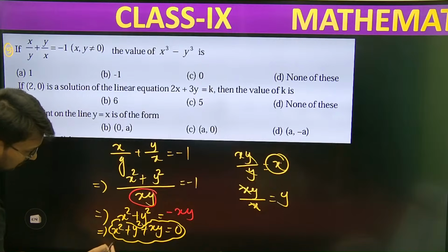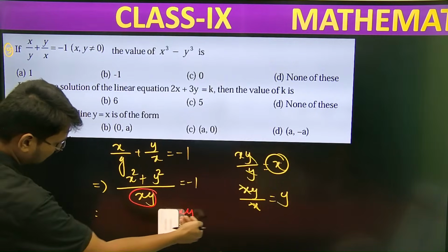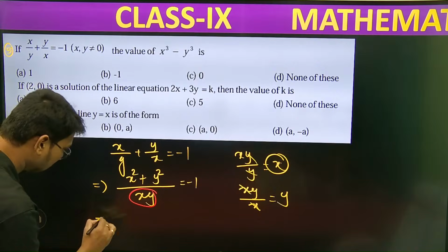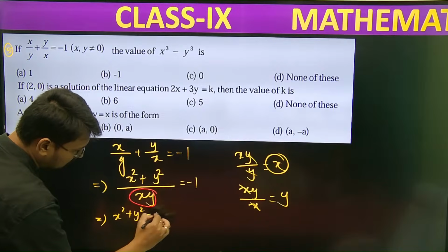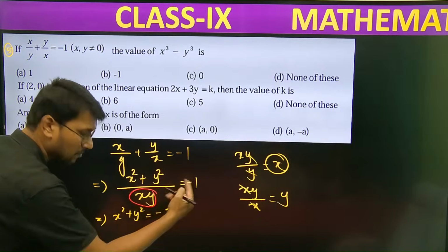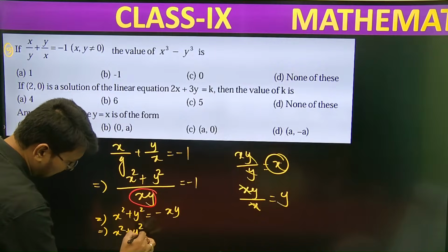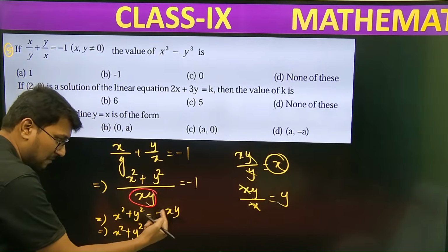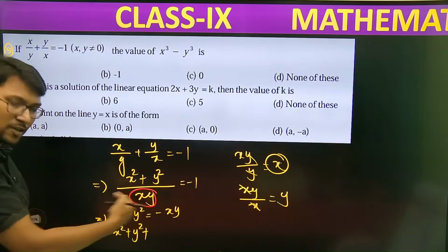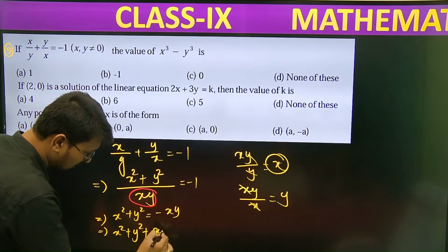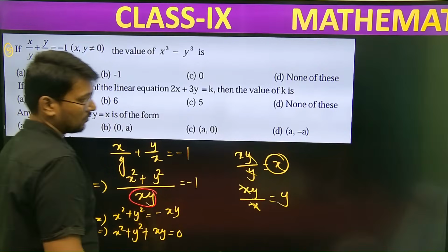Just wait. Means what we have got: x square plus y square equals minus xy. Why? Because I have taken minus xy from the right hand side to the left hand side. So definitely the symbol minus will become plus, equals 0. This one we have got.